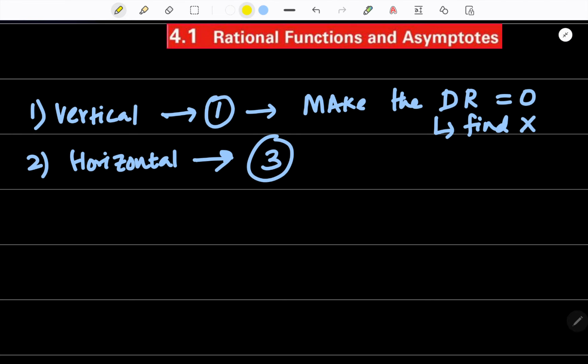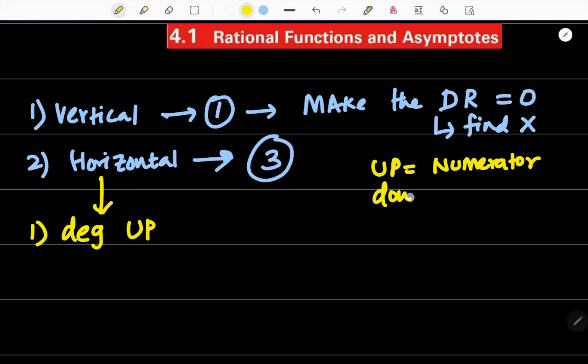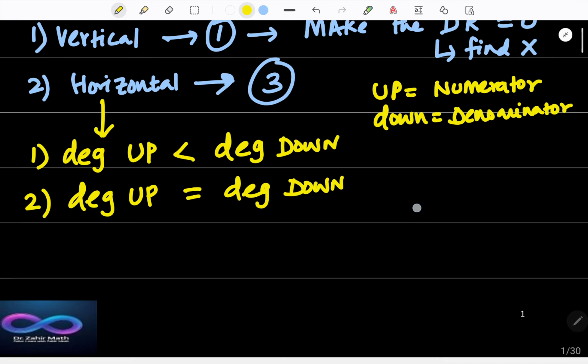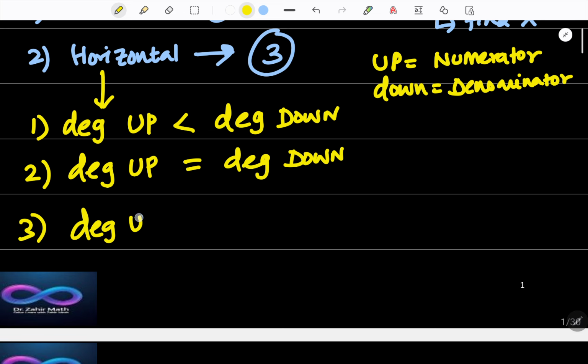What about horizontal? For horizontal, you have to follow three rules. The first rule is if the degree of up, meaning the numerator, is less than the degree of down, meaning the denominator. Up means numerator, down means denominator, an easy way to remember. The second situation is degree of up equal to degree of down. The third situation is degree of up more than degree of down.